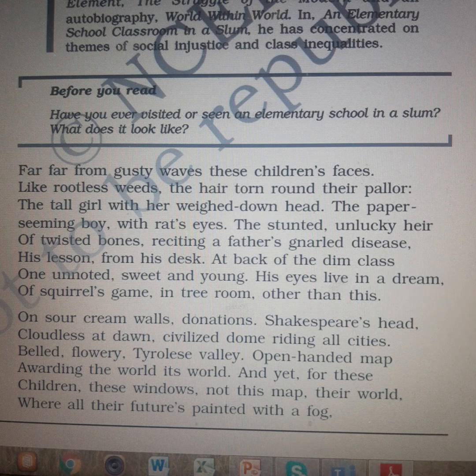In that map, these slum dwellers are nowhere to be found. There is no placement for them. So do you think they will be able to understand that map? No, they won't be able to. So it's an open-handed map which can be twisted and turned anytime according to the selfish means of the rich and the powerful in the society. Hence, it is an open-handed map made according to the whims and fancies of the upper class people.